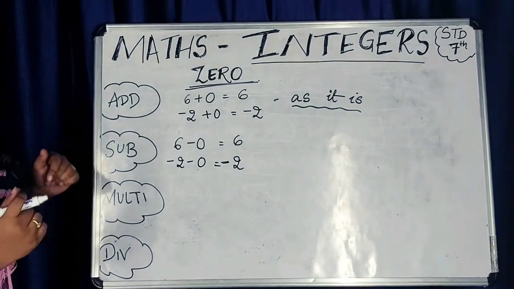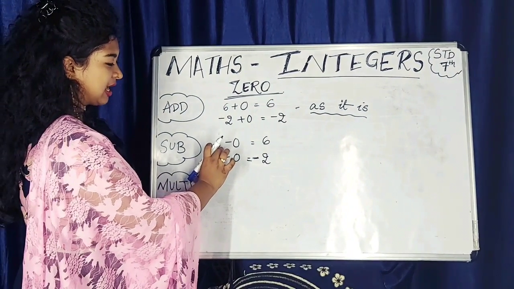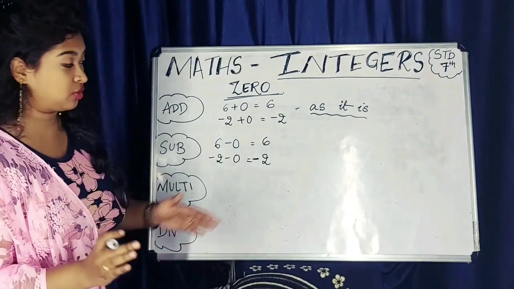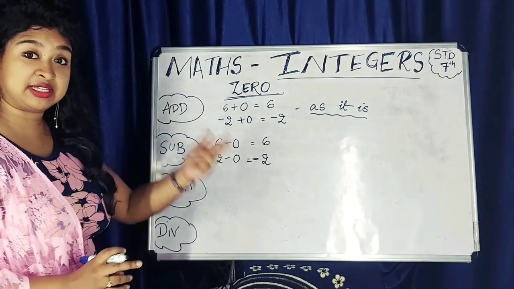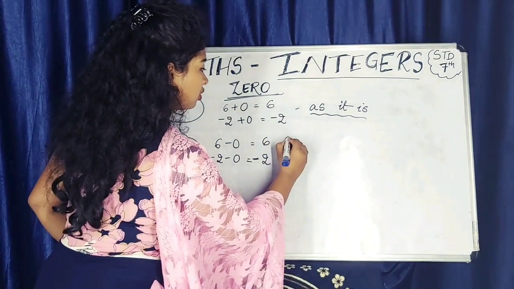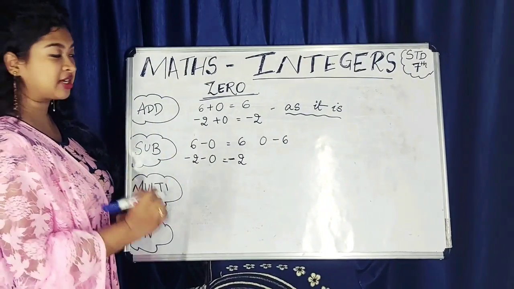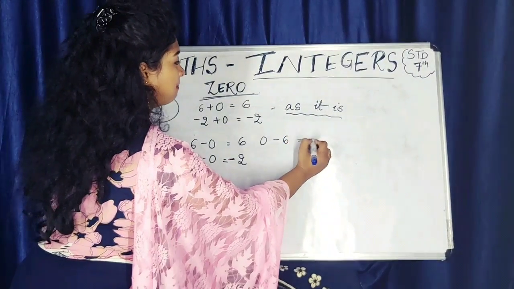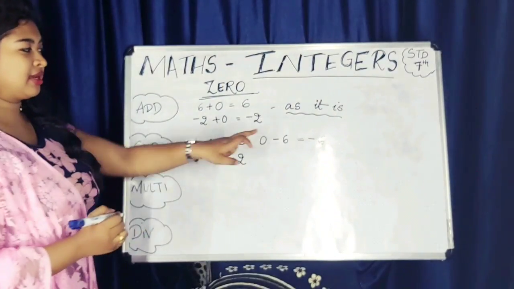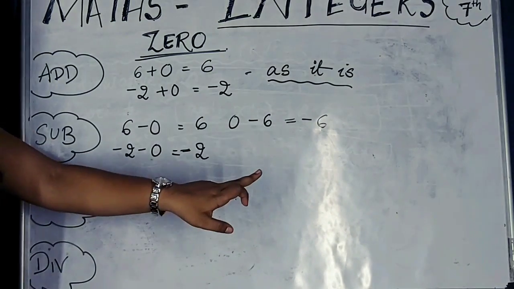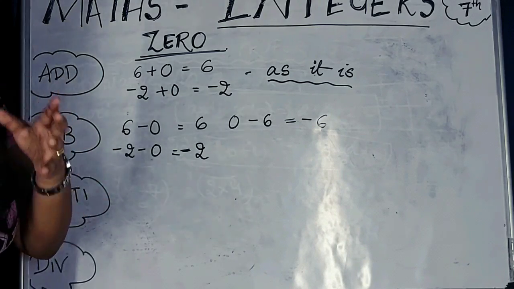I can give another example. When you are getting 6 minus 0, it is 6. But it is different when 0 is subtracted by 6. When 0 is subtracted by 6, it will be minus 6. Okay? It will be minus 6 because 6 is the greater number and minus is its symbol.